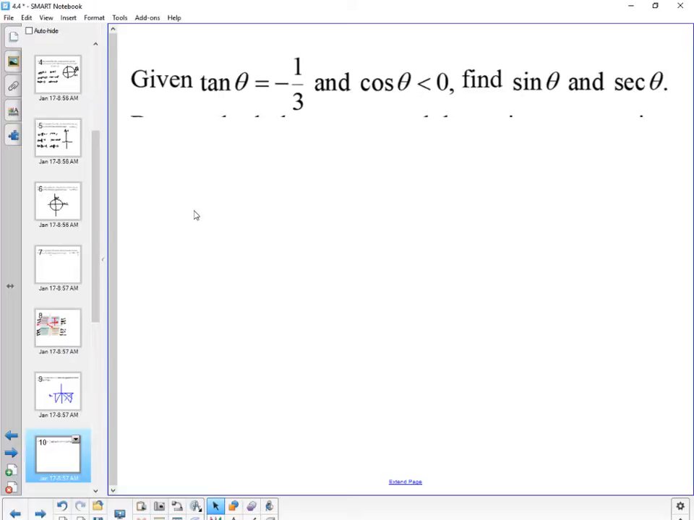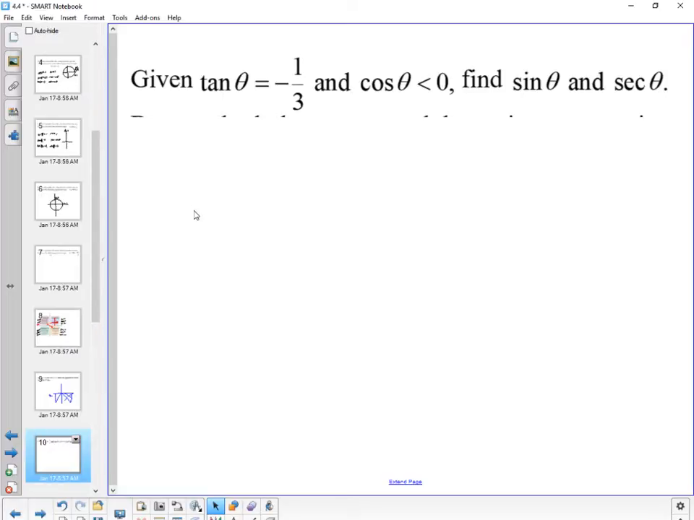Given that tangent of theta is negative 1/3, and the cosine of theta is less than 0, they want us to find the sine and the secant. Okay. So sine has to be positive and negative. Does it? Yeah, the cosine is negative. Oh, because you looked at the condition.